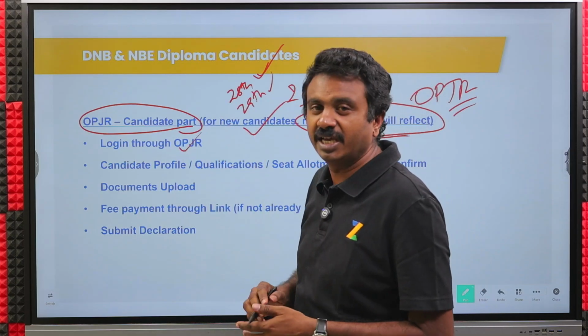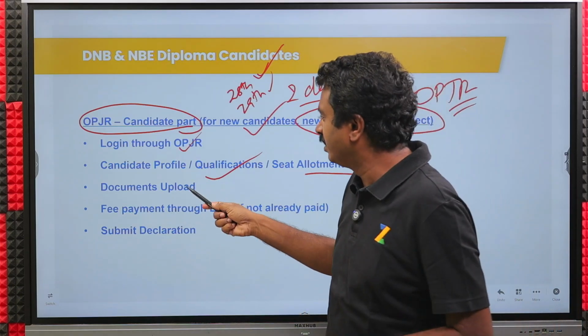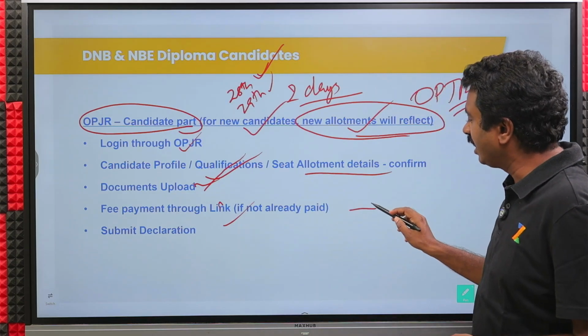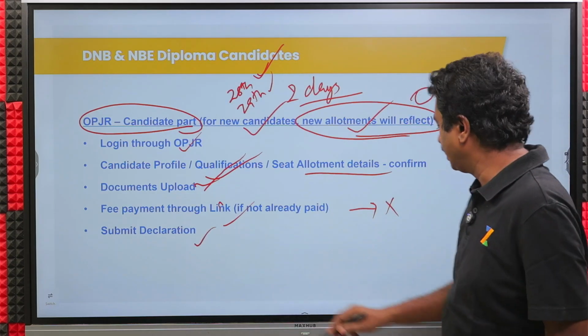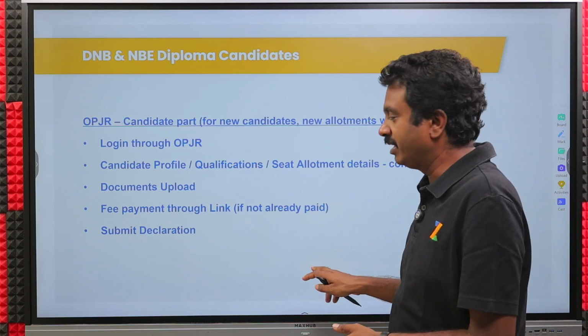Log in through OPJR, then candidate profile, qualification, seat allotment details, and confirm all. Upload your documents. Fee payment should be done through the link. If already paid, you don't need to pay again. Submit the declaration. So this is how it works for NBE and DNB diploma candidates.